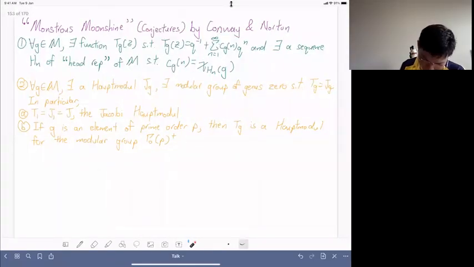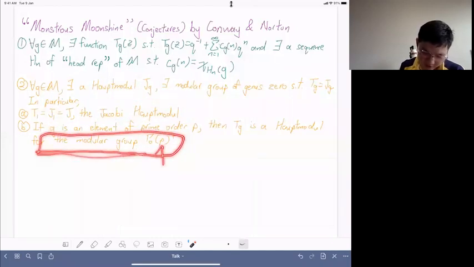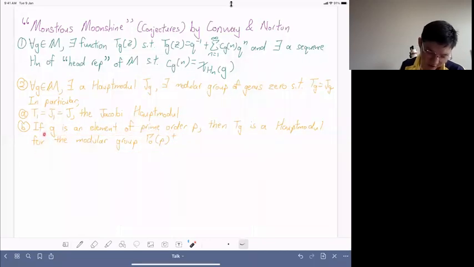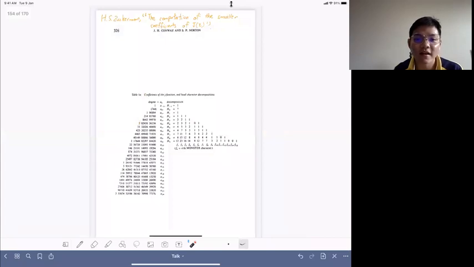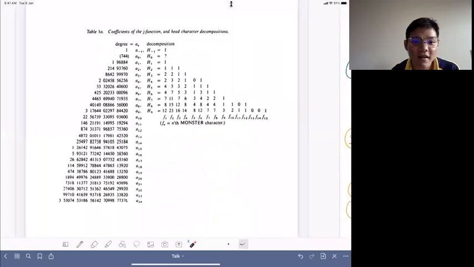So after that, they came out with this monstrous moonshine. Not only that, if you look at other different elements in the monster group, actually the T_g is the Hauptmodul for the particular modular group when you substitute p with the order of the element g. So it's the Hauptmodul for a different genus zero surface, which is this. This is how they checked it.